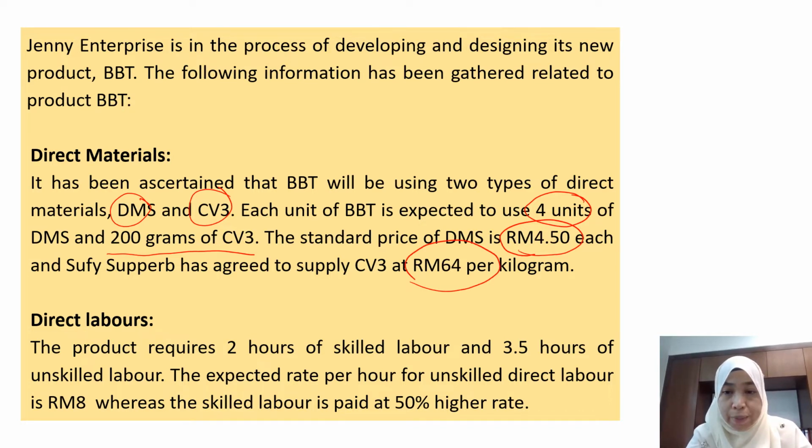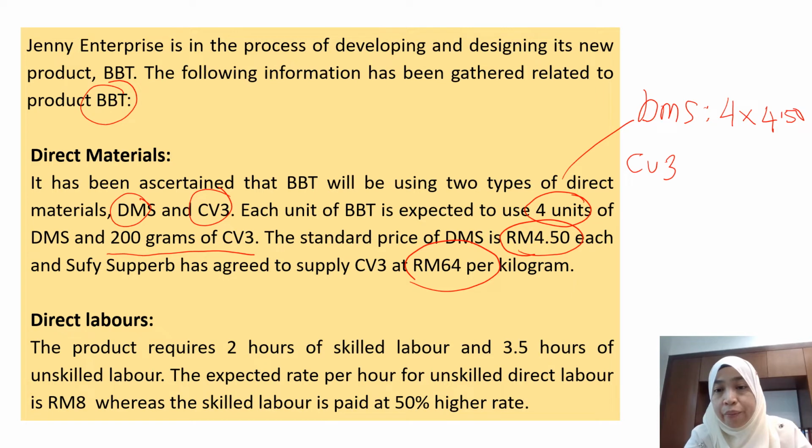RM64 per kilogram. That means for direct material you have DMS and CV3. For DMS, 1 unit of product, which is BBT, requires 4 units of DMS. For 1 unit of DMS we have to pay RM4.50. How about CV3? For CV3, they charge us RM64 per kilo. 1 unit of BBT will use 200 grams of material CV3.